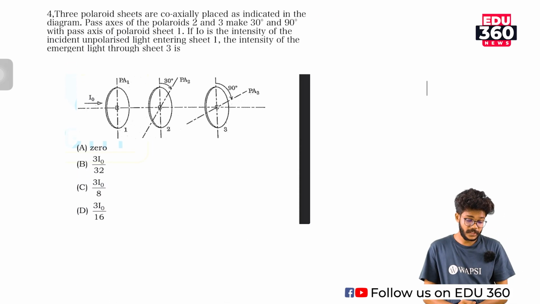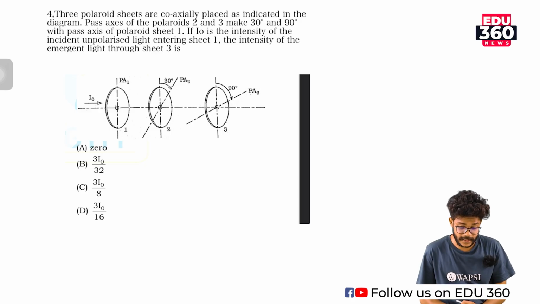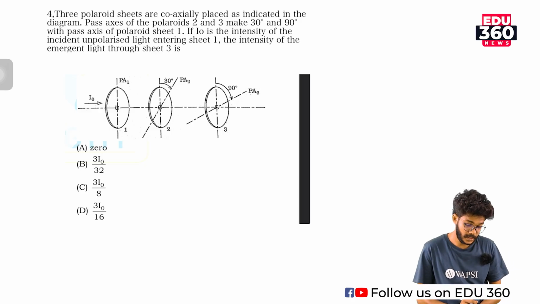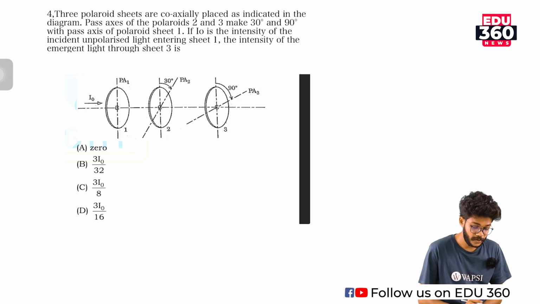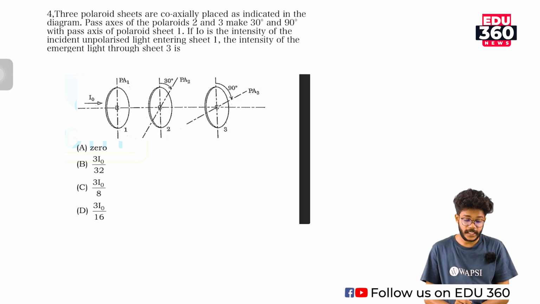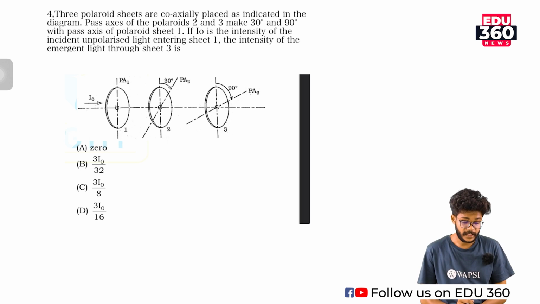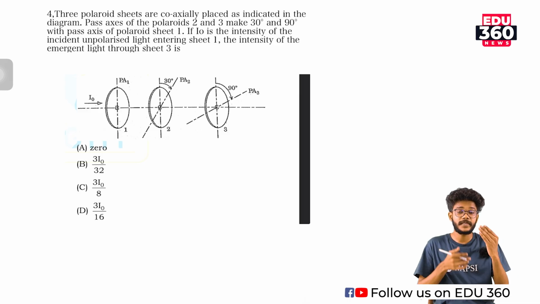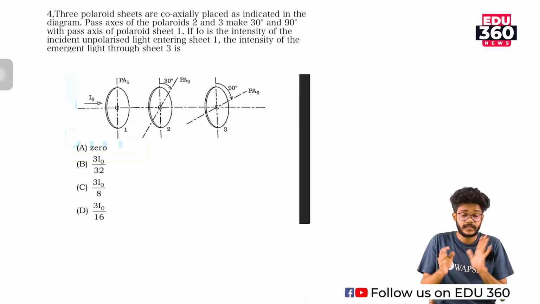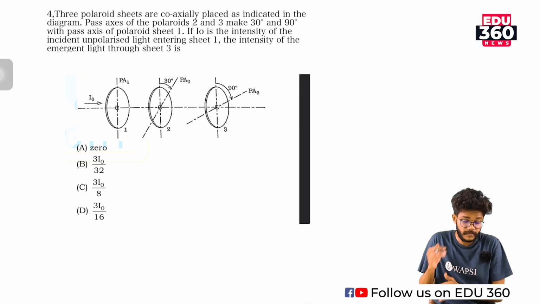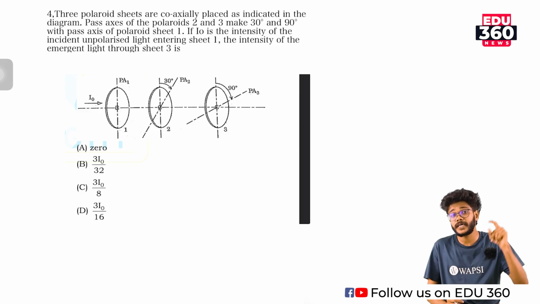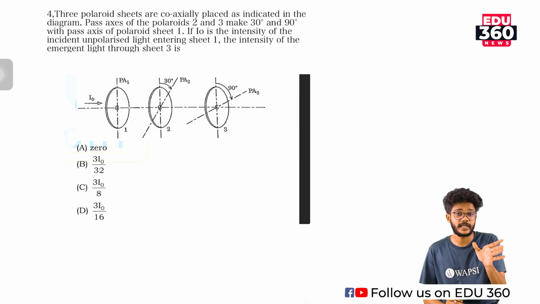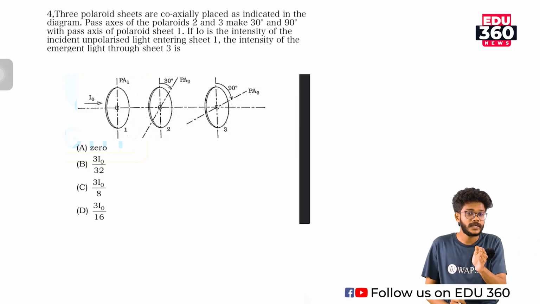Three Polaroid sheets are coaxially placed as indicated in the diagram. The pass axes of Polaroids 2 and 3 make 30 degrees and 90 degrees with the axis of Polaroid sheet 1. That means the second one makes 30 degrees and the third one makes 90 degrees with the first one, not the second one.